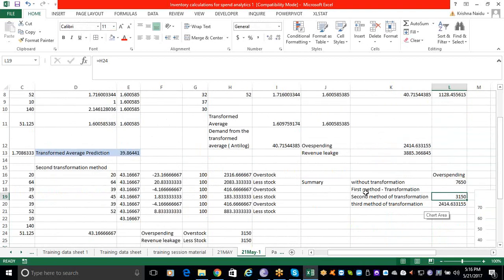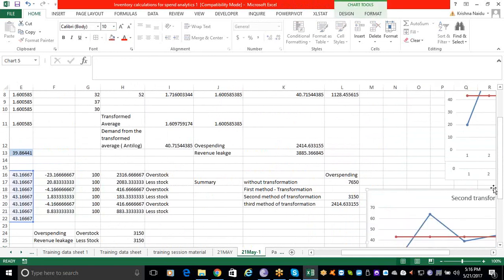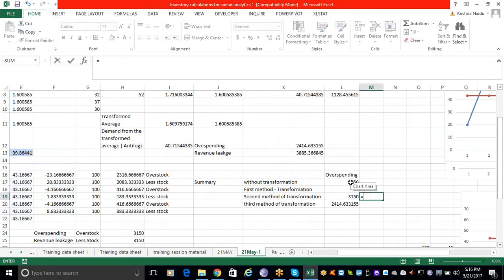Now if you look at here, the third method, which is clubbing of first and second, we got the lowest overspending. So we have reduced heavily. The overspending has reduced heavily. If you look at here, in this case it was 7650 minus 3150 divided by 7650. 58% in the first case.